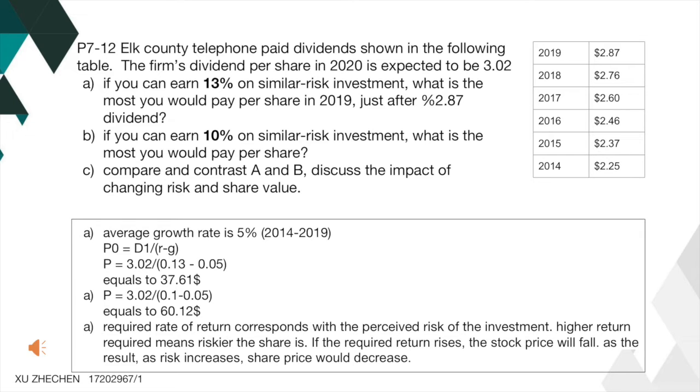And we put all the values in the formula, and we know the share price is $37.61. And we use the same formula in question B, and we know the stock price is $60.12. So for question C, we know the required rate of return corresponds with the perceived risk of the investment.